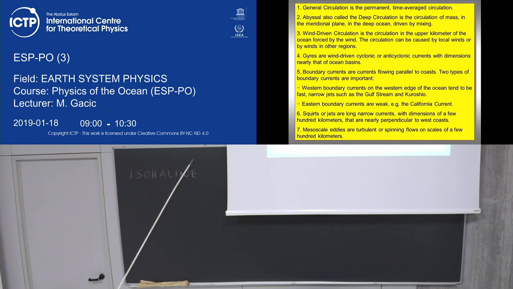Anyhow, the wind-driven circulation can also be steady, time independent, if it is caused by steady winds. Then we have gyres, wind-driven cyclonic or anti-cyclonic current systems, whose dimensions are nearly that of the ocean basin. These gyres are therefore steady structures which stay in the ocean and can be cyclonic, positive, or anti-cyclonic circulation, and they are typically on the dimension of the basin. They are very important for the horizontal transport of heat and other properties.